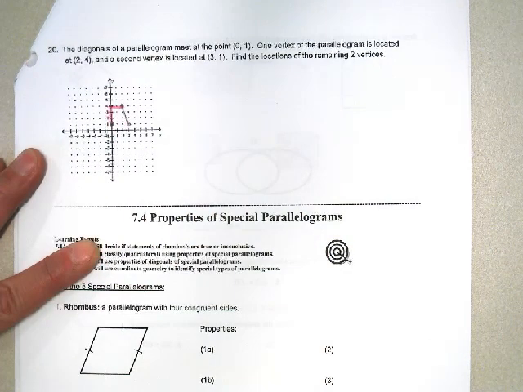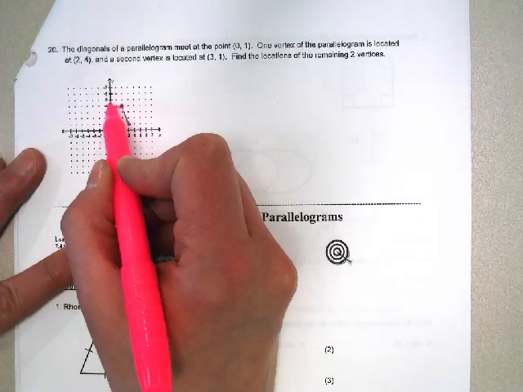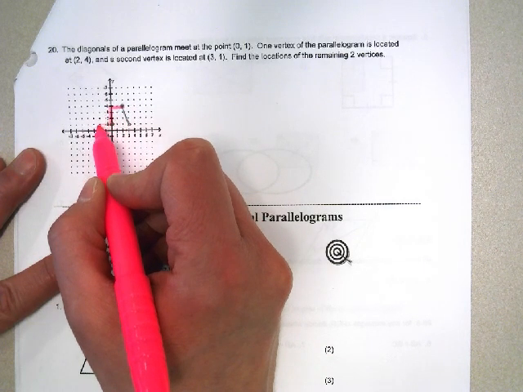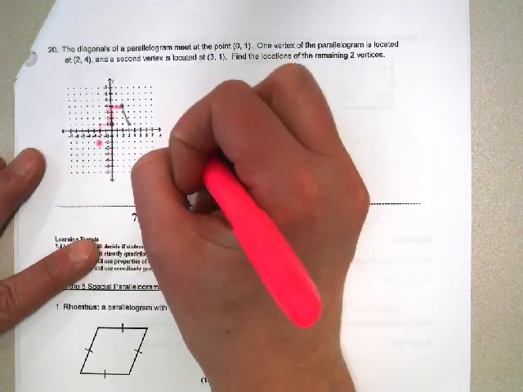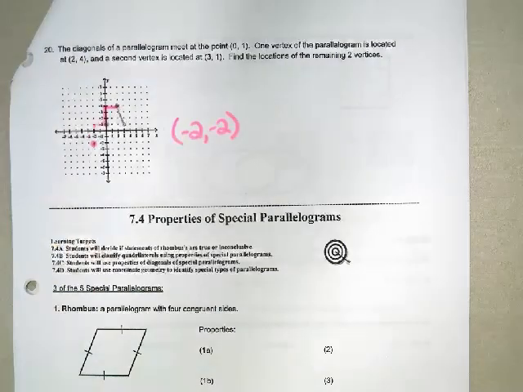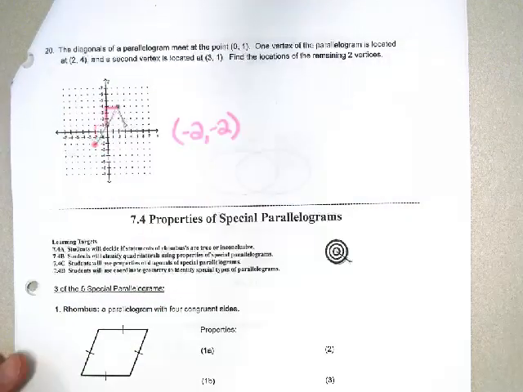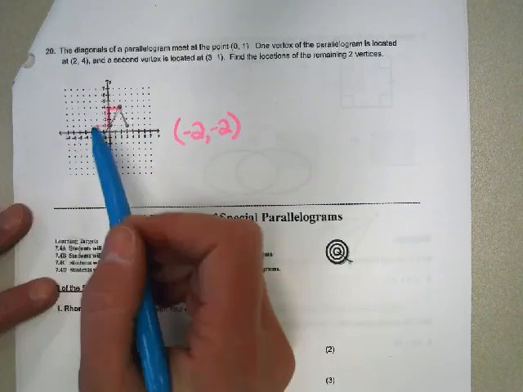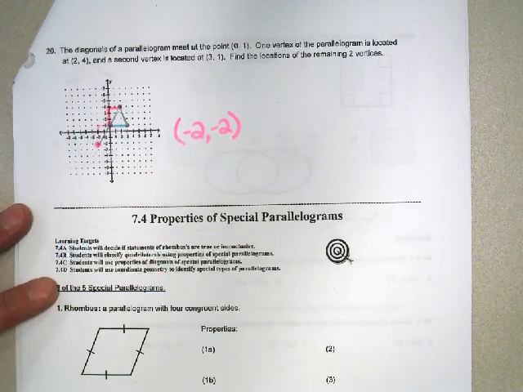So what if we just calculated the slope? What if we calculated how far you go over and down? We could do the same thing from the midpoint. So I went over 1, 2, and then I went down 1, 2, 3. So over 1, 2, down 1, 2, 3. So one of my points is (-2, -2), because that's going to be a midpoint of the diagonal.